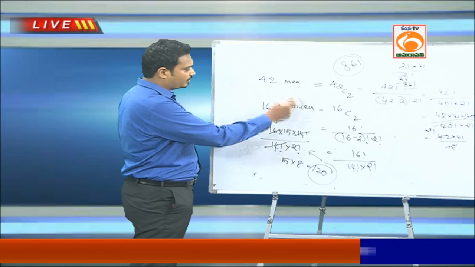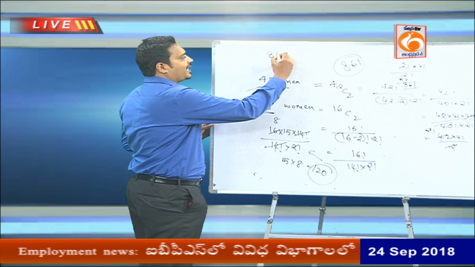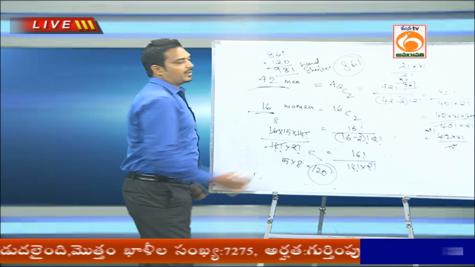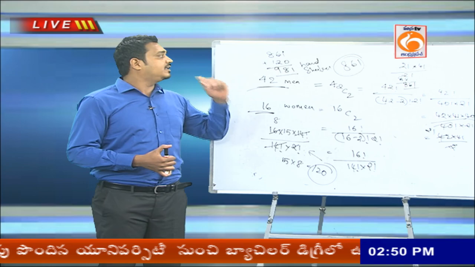But they are asking for the total in the party, so it's going to be 861 plus 120, which is 981 handshakes. This is how you solve the question. So the total number of handshakes that take place in this party is nothing but 981 handshakes.